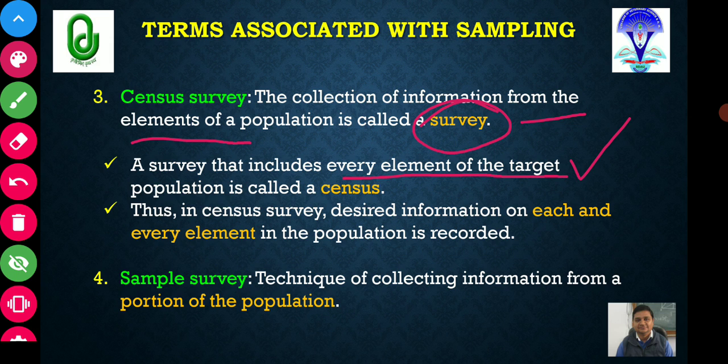Thus, in a census survey, desired information on each and every element in the population is recorded. Whereas in sample surveys, we are collecting information from the sample only, that is from a portion of the population only. So this is the difference between sample survey and census survey.